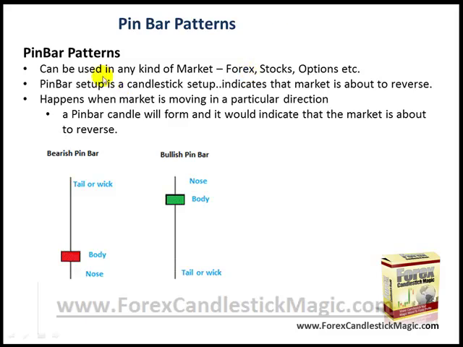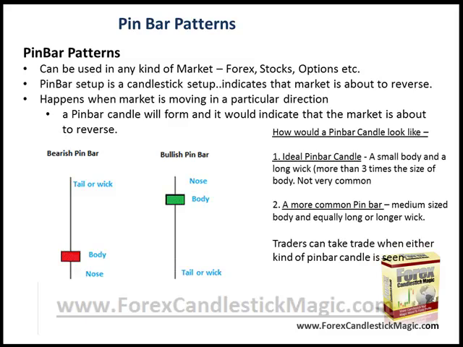The other is that, like I said, the pin bar is a candlestick setup and it indicates the point where the market most likely may return or reverse. So again, it's a probability that at the pin bar the market may reverse. The third is it happens when the market is moving in a particular direction. In that case, a pin bar candle will form and it would indicate that the market is about to reverse. The extension to this point is that a confirming candle is equally important to know whether the market has actually reversed or not. Let's look at this point further in the next slide.